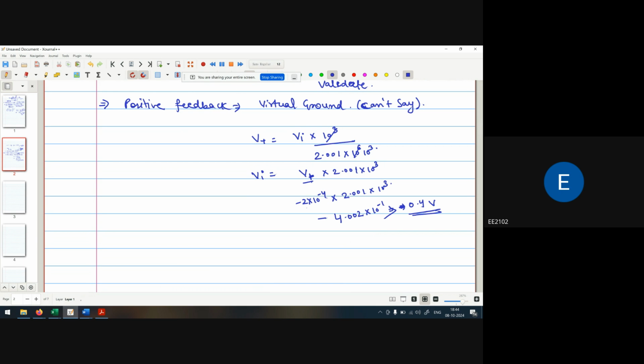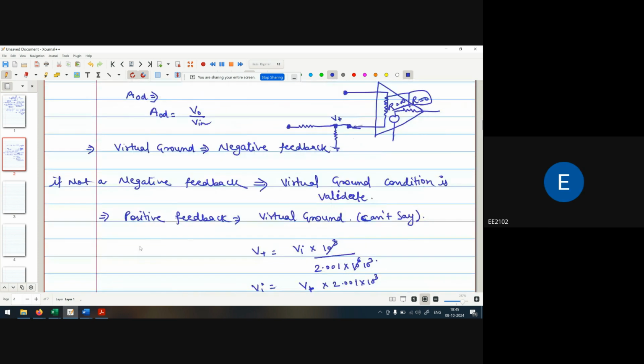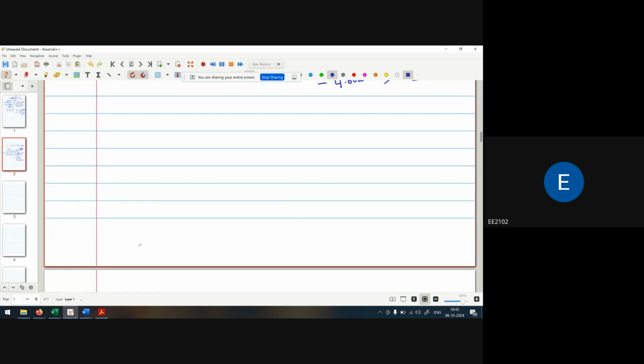Any doubts? Sir, could you explain this V positive minus V negative thing? Like AOD, we have this is my operational amplifier. This is the negative terminal. It is connected with the ground. This is the positive terminal, Vi. This one, this is the V.